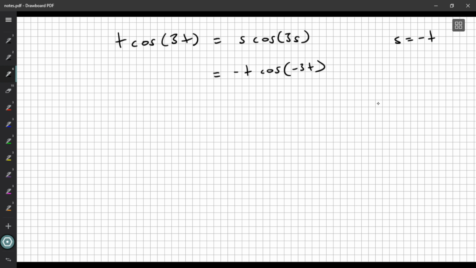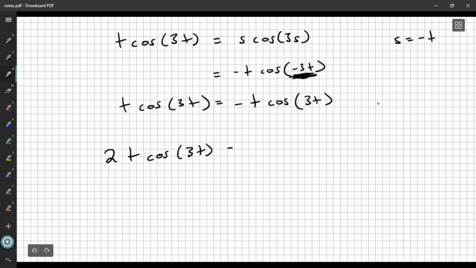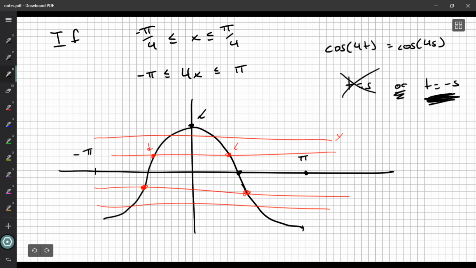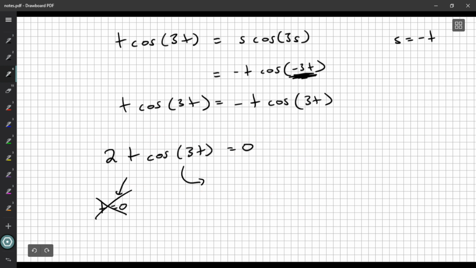But notice something else. Cosine, again, is even. You put in a negative value, like negative 3t, it's the same as the positive value. Cosine doesn't care about minus signs inside. And this is a lot easier to work with. Add t cos 3t to both sides. And we see that either t is 0, which we already commented isn't going to work because then s will be 0, and they'll both be the same value, or cosine 3t is equal to 0.